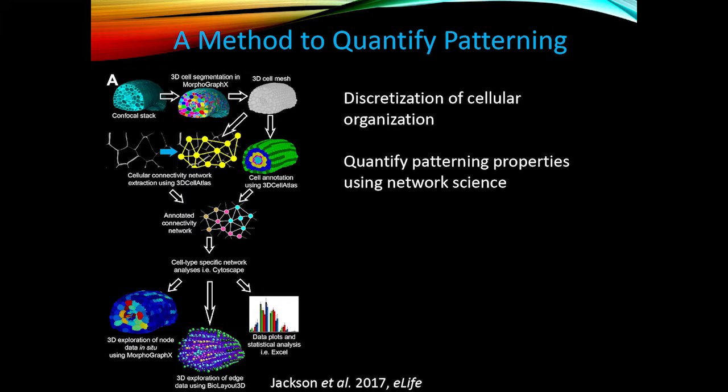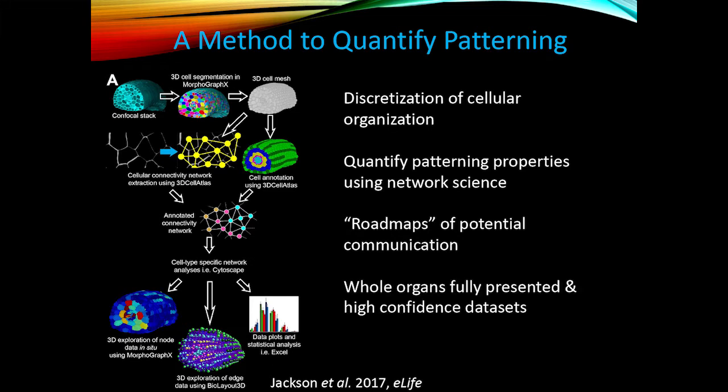Then through the topological or network-based analysis of these cell connectivity networks, which I'll describe on the next slide, we can quantify patterns and properties of patterns using network science. So we can actually start to attach numbers to how the cells are organized within the tissue. And what these networks are representing are roadmaps of potential communication between cells. So in the plant organ, as I mentioned, the cells cannot move. So cells can only communicate with their immediate neighbors and their neighbors of neighbors through the intermediates. So what we are building up effectively is a map describing the potential routes of communication through the plant organ.